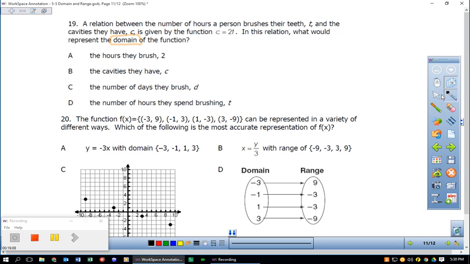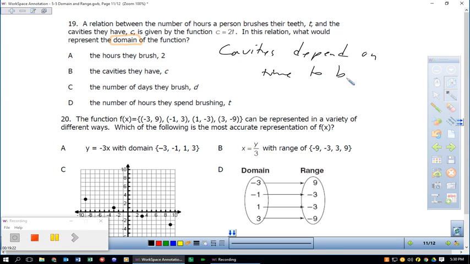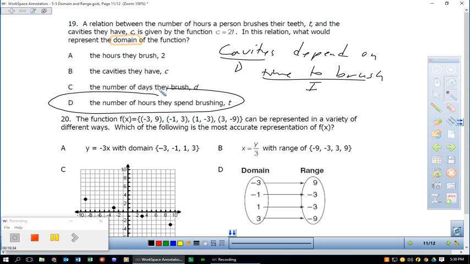So in this case, I would like to write something to the effect of: cavities depend on time to brush. So the independent is the time to brush, the number of hours they spend brushing, T. It's worth noting, though, that the hours they brush to doesn't make any sense. The cavities they have, that was something they discussed in the problem. The number of days they brush, they never discussed that either. So really it was down to these two.